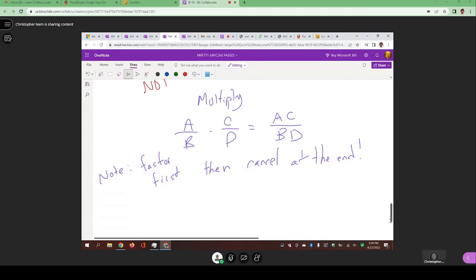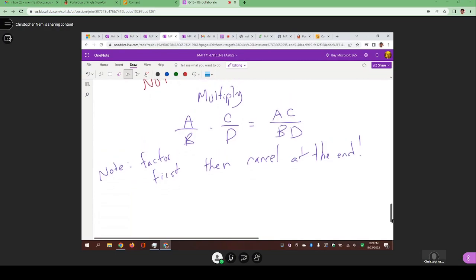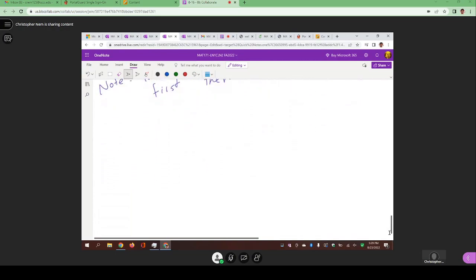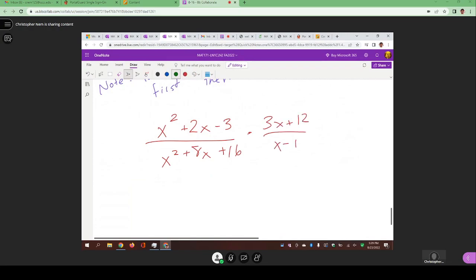Rational expression multiplication. We can do fractions, but now let's do rational expressions. Let's take x squared plus 2x minus 3 all over x squared plus 8x plus 16, times 3x plus 12 over x minus 1. This already looks messy. However, this is why I wanted to hammer down factoring.